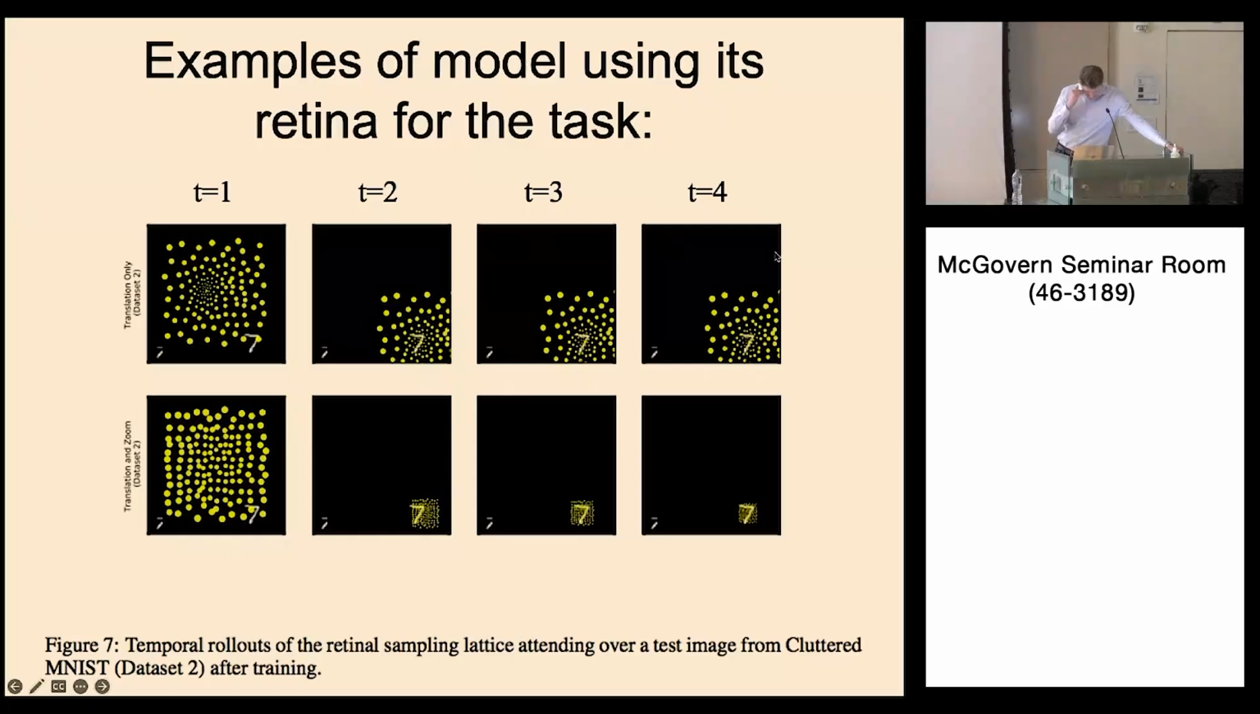Here are examples of the model actually performing the task. This is one trial of this task, and it's showing you where the sampling lattice is positioned relative to the digit. Over time, the sampling lattice gets moved so that the fovea, in this case, is centered on the digit so that it can best recognize the digit. And this bottom row is what happens when it can zoom its retina as well. There you can see this uniform receptor lattice, and it just shrinks down to fit onto the digit.